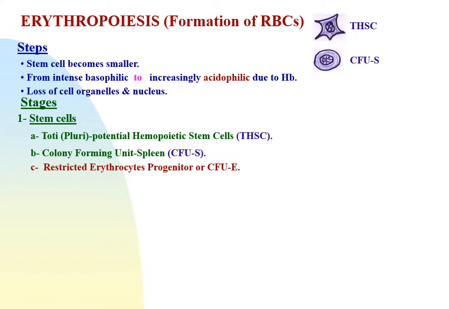Restricted erythrocyte progenitor or colony-forming unit erythropoietin-sensitive cells. These are further restricted stem cells only to form erythrocytes, and they are under the control of erythropoietin hormone produced by the kidney. These cells are also rounded cells with slightly basophilic cytoplasm and a large pale rounded nucleus.